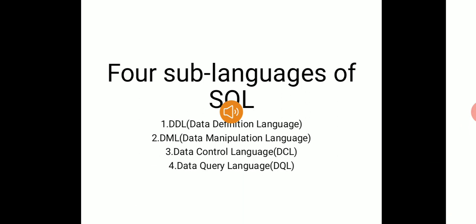Now we are going to learn about the 4 sublanguages of SQL. Now before learning about these 4 sublanguages of SQL in detail, let us first categorize it. So at first we have the DDL, whose full form is Data Definition Language. Secondly, we have the DML, which is Data Manipulation Language. The third one is DCL, or Data Control Language. And the last one, which is number 4, is DQL, whose full form is Data Query Language. We will be learning in detail about all these types of sublanguages of SQL in our next slide.